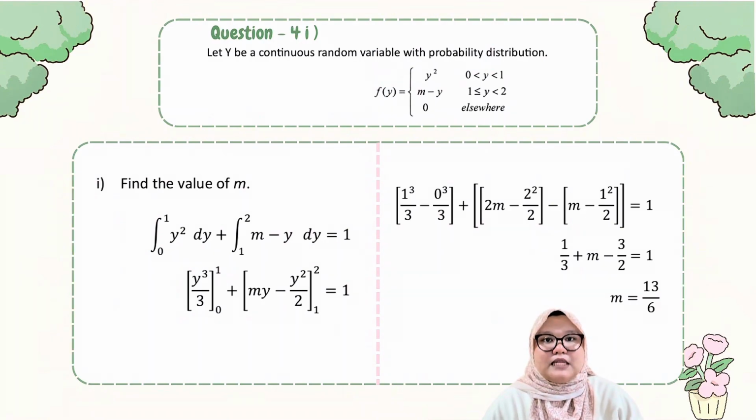So, we split the integral into two parts, from 0 to 1 and from 1 to 2, and then integrated each piece. After evaluating the integrals and simplifying the expressions, we set the total equal to 1. From there, solving the equation gives us the final answer, which is m equal to 13 over 6. This ensures that the function is a valid probability density function.